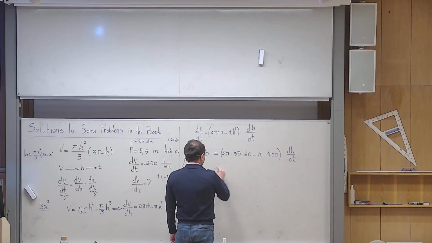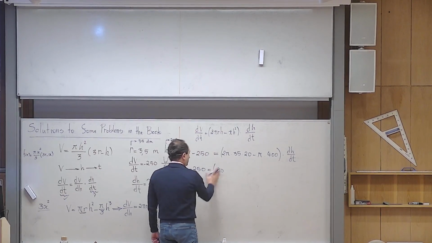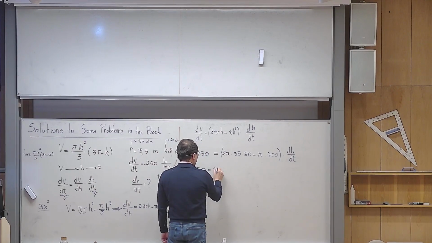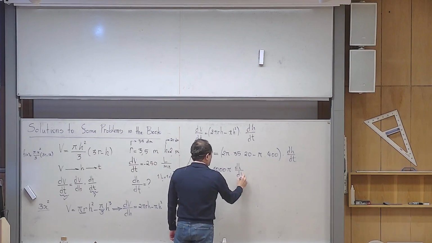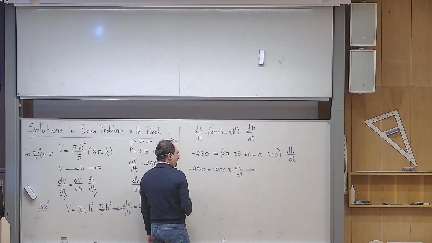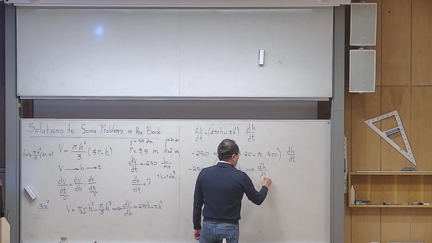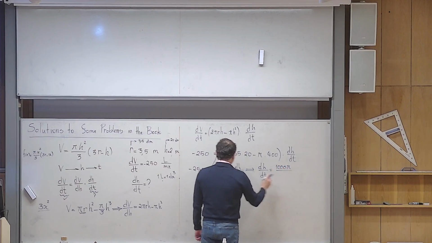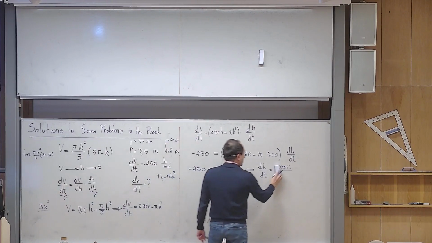So minus 250 is equal to, how much is that? This is 1400 pi. So it is 1000 pi. Am I right? Yeah. So this is 1000 pi, and then you have dh/dt. So when I want to find this, I divide everything by 1000 pi. So dh/dt is minus 250 divided by 1000 pi.